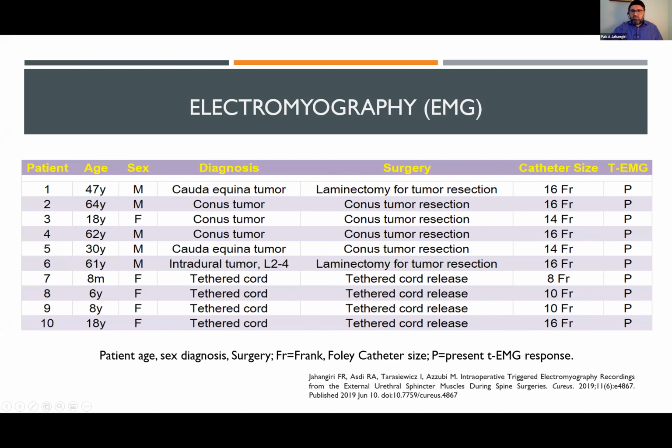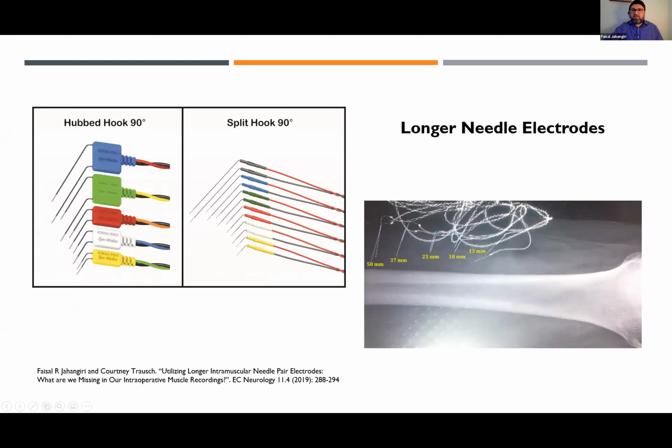So for the 8-month-old, we used 8 French, which is the size typically used for about a 1-year-old patient. So we use 8 French for these patients. And then for the 6-year-old and 8-year-old, we have 10 French, and then we have an 18-year-old. So depending on the age and the sex of the patient, we use a different size of catheter electrode for recording EMG.